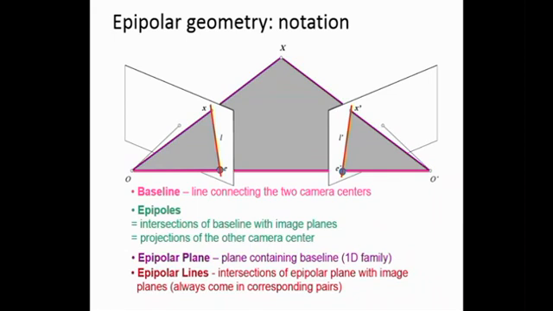Right? So given x prime, once we solve for the relative camera, then we can get L, the epipolar line in the first image. And given little x, we can get L prime, the epipolar line in the second image.